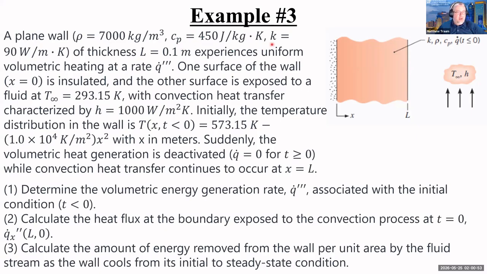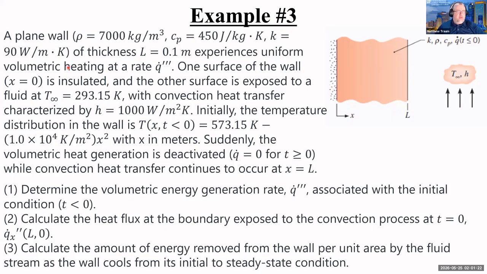If you remember that from thermo. And then I have a thermal conductivity of 90 watts per meter Kelvin. So this plane wall has all those properties. It has a thickness of L equal to 0.1 meters, right? So I'm starting from x equals 0 on the far left, and then I'm marching 0.1 meters here to L, and that distance is given here.